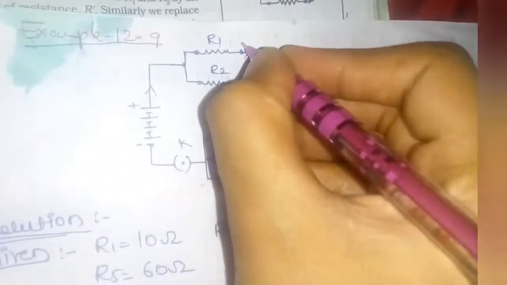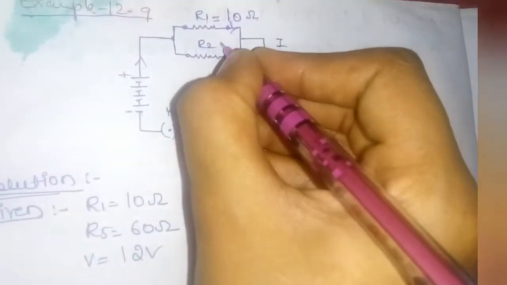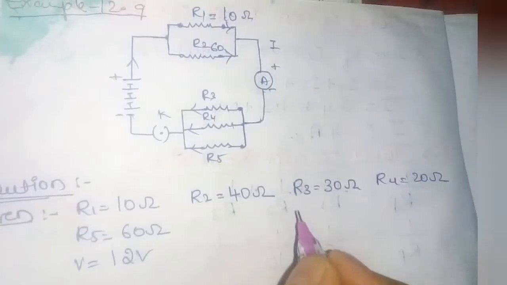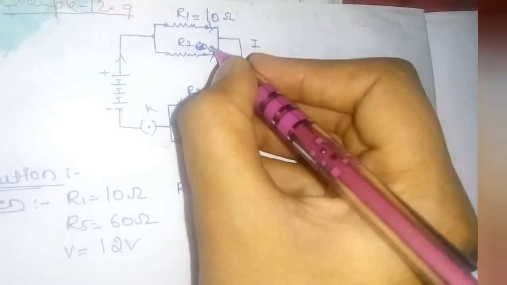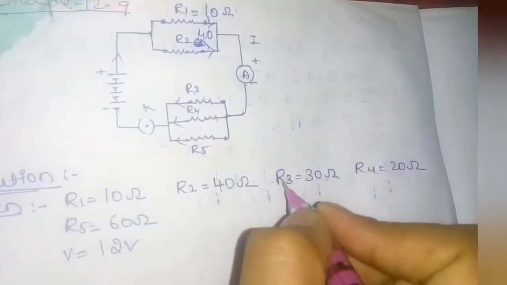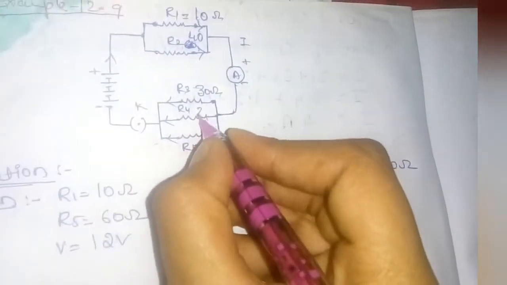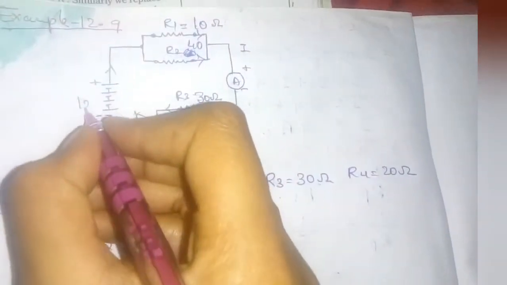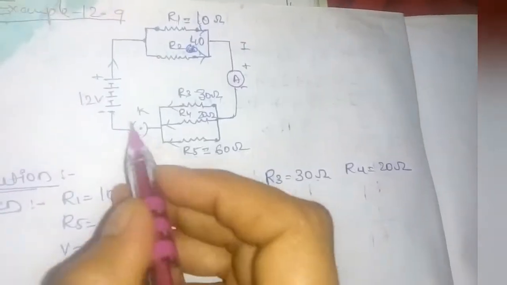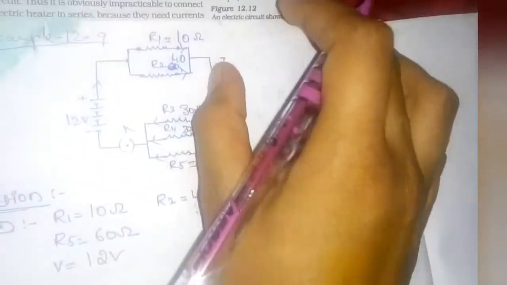Here R1 is given, that is 10 ohm, R2 is 40 ohm and R3 is 30 ohm, and R4 is 20 ohm and R5 is 60 ohm, which is connected to the 12 volt battery. The potential difference across the resistances is the 12 volt battery, which is connected to the ammeter, and the current flowing diagram is shown here.